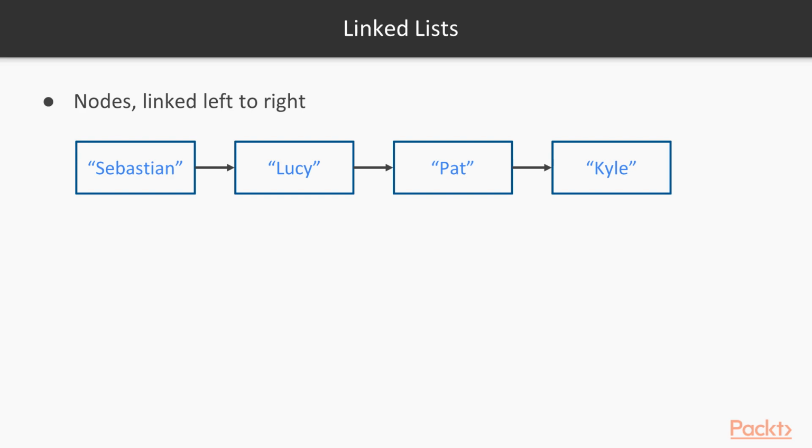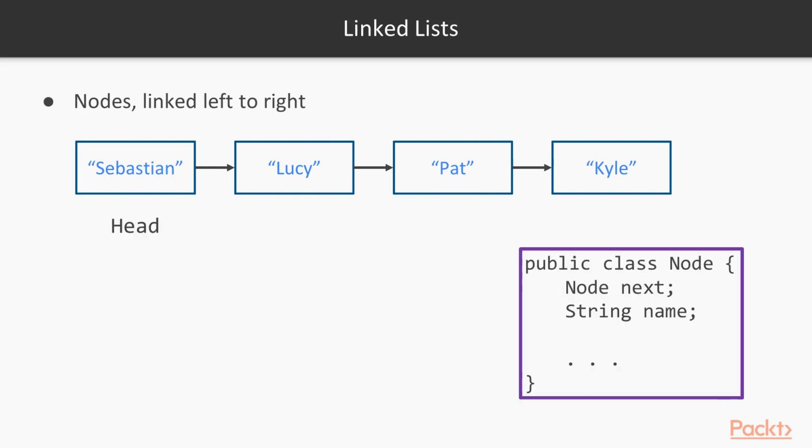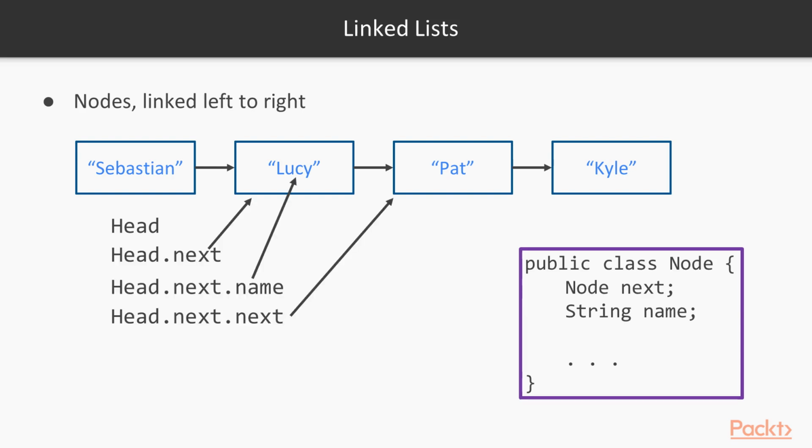Linked lists consist of nodes that are linked from left to right. These lists can be sorted or unsorted. The first node is referred to as the head. And as you can see in the purple box in the lower right corner of your screen, we can create nodes using a node class. When we give a node an attribute named next, it can be used to point to the next node to the right. We can also use the dot notation, such as head.next.next, to get to the third node, and the dot name reference to get to a specific name attribute of a node.